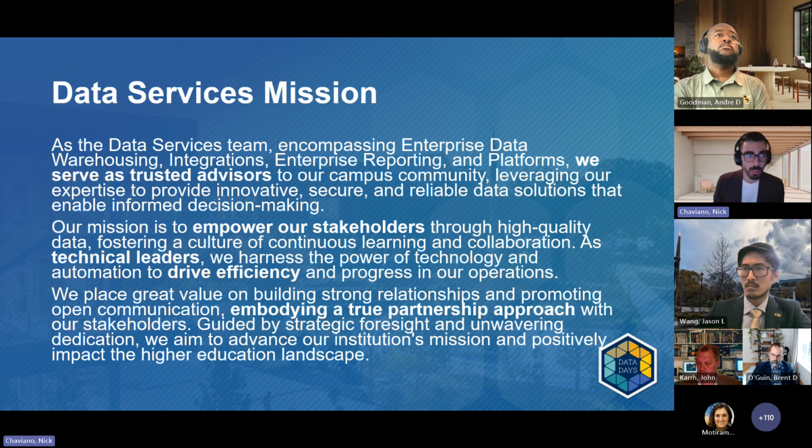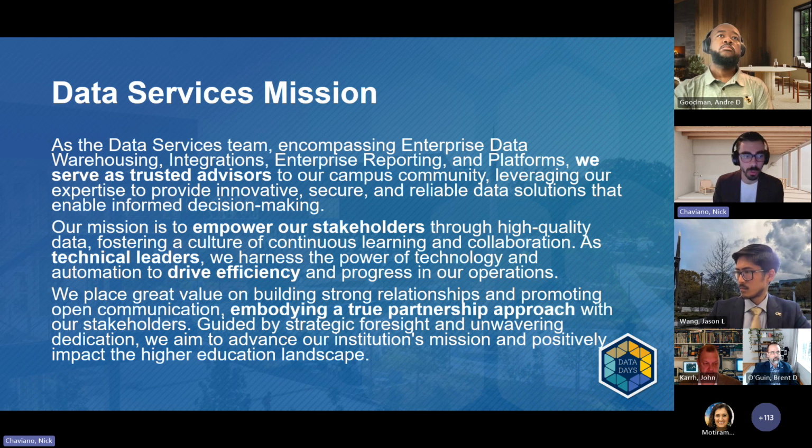So first and foremost, this is our data services mission. And while this is a lot of words, I'd like to distill this down to what I've highlighted in bold to help give an understanding of what we do for the university. First and foremost, we serve as trusted advisors to the campus community. Our goal is to empower our stakeholders through high quality data and serve as technical leaders, embodying a true partnership approach. Data services is comprised of three core competencies: enterprise reporting, integrations, and data warehousing.